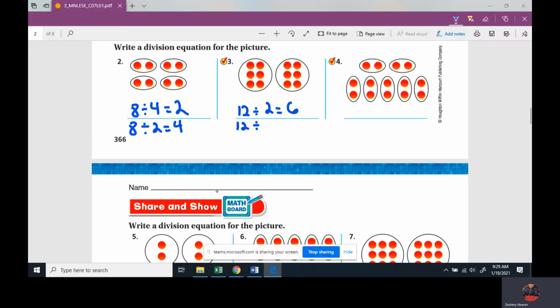Now what's the opposite, David? 12 divided by? Perfect, David. This is what I want to see, guys. I know David's been on his homework. Troy, what's our first number going to be in number 4?